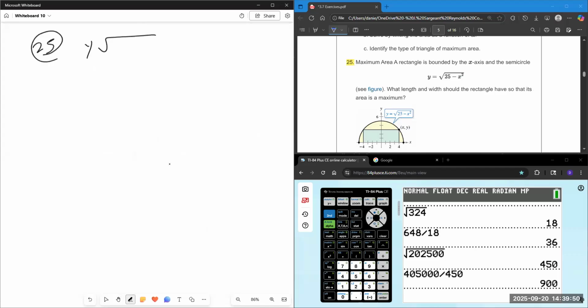25 says y equals root 25 minus x squared, and they give us a picture here of that. This is the top half of a semicircle, or top half of a circle. They give us that we have our x-axis and y-axis coming through the center of the circle, and we want to inscribe a rectangle here where this point out here is x, y. And so x and y are both going to be positive numbers since we're in quadrant 1. It's going to be important later.